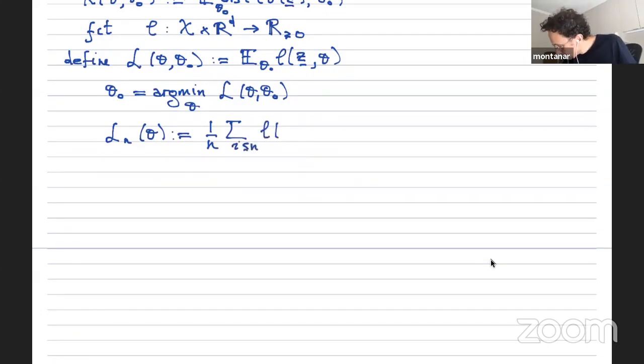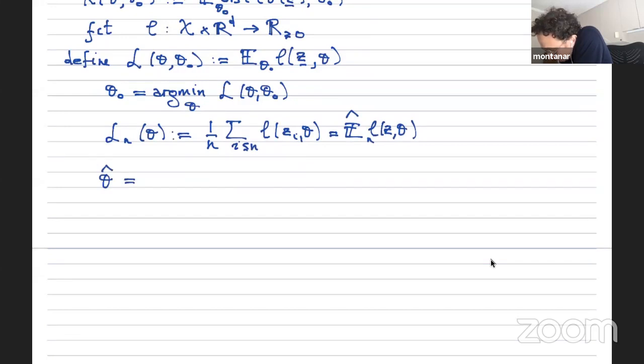And then this is Zi. Okay, so the expectation of this quantity, you can write it also as the expectation over the empirical sample of L of Z, theta. Okay, so if you have such a function, now if you construct this empirical mean, what you'll do is define your estimator theta hat as the argmin of L_n of theta. And this perhaps is constrained to theta in some set.